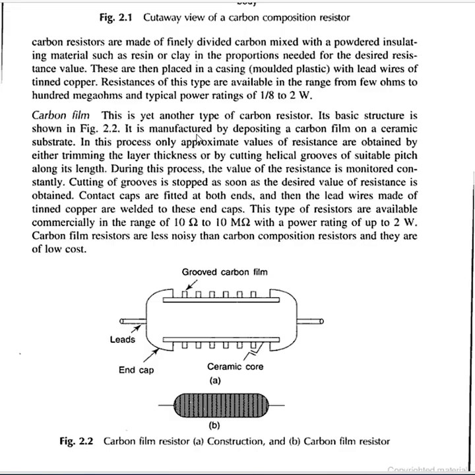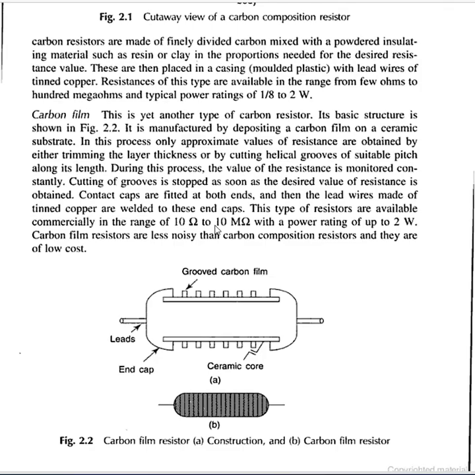Cutting of grooves is stopped as soon as the desired value of resistance is obtained. Contact caps are fitted at both ends, and the lead wires made of tinned copper are welded to these end caps. These types of resistors are available commercially in the range of 10 ohm to 10 megaohm with a power rating of up to 2 watt. Carbon film resistors are less noisy than carbon composition resistors and they are of low cost.